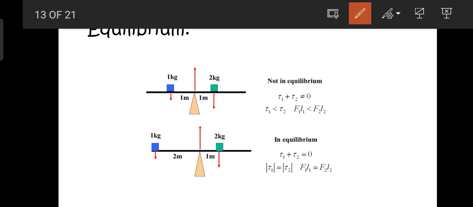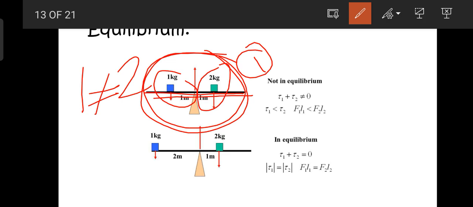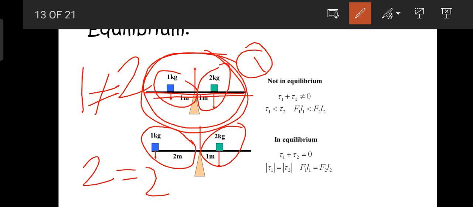Now see in this case 1, is this a case of equilibrium? No, because 1 into 1 is 1 and 2 into 1 is 2, which is not equal. But in this case 1 into 2 is equal to 2 and 2 into 1 is equal to 2. So here it is the same.